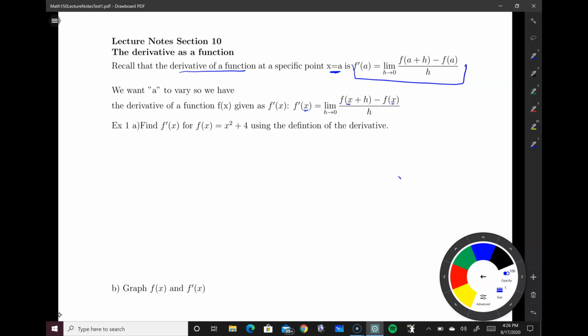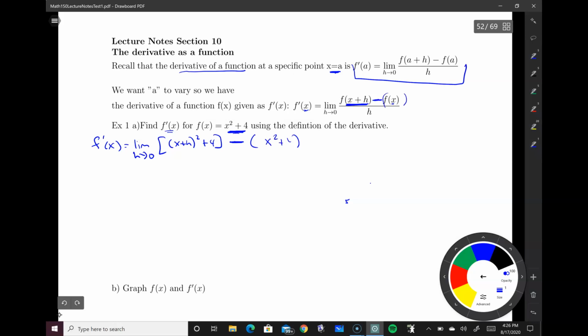Here we go. So let's find a formula for the derivative. This is the equation using this definition. So f prime of x will be the limit as h goes to 0. So let's just go do it. f of x plus h means put x plus h everywhere there's an x. So (x plus h) squared plus 4. So that's the first term. Subtract f of x, so f of x being x squared plus 4, all over h.